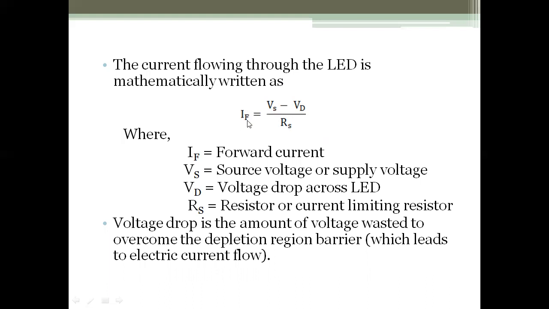Just to find out the forward current, just arrange the resistance from left to right, and you will get If is equal to Vs minus Vd by Rs, where Vs is the source voltage, Vd is the voltage drop across the LED, Rs is the current limiting resistance, and If is the forward current.